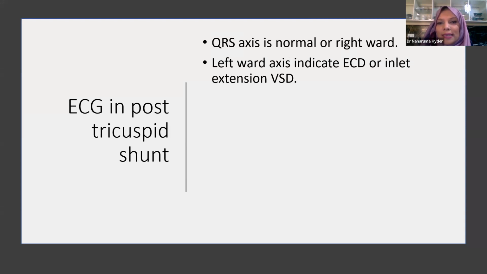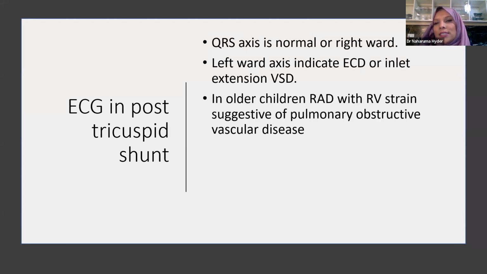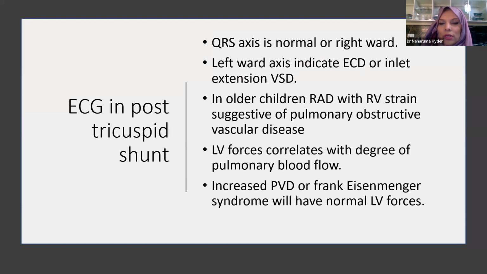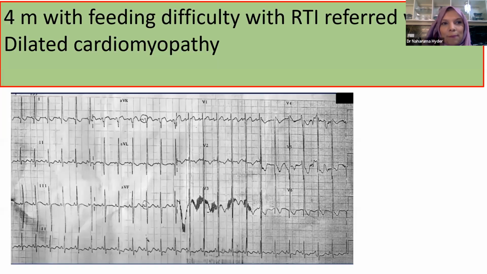So in post-tricuspid shunt, QRS axis is normal or rightward, and leftward axis indicates endocardial cushion defect or inlet type of VSD. And in older children, right axis with RV strain is suggestive of pulmonary obstructive vascular disease, and LV forces correlate with the degree of pulmonary blood flow. The more the pulmonary blood flow, the more the LA return, and the LV will be more dilated. So this is a good sign for closure of the shunt. And increased pulmonary vascular disease or Eisenmenger syndrome will have normal LV forces, that we found in our last cases.